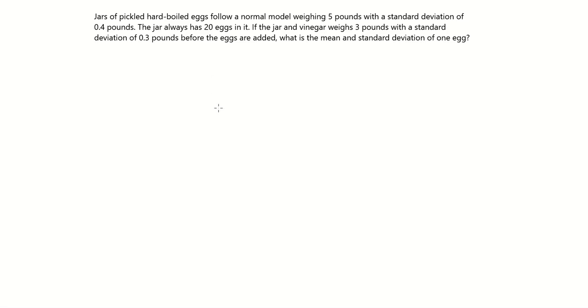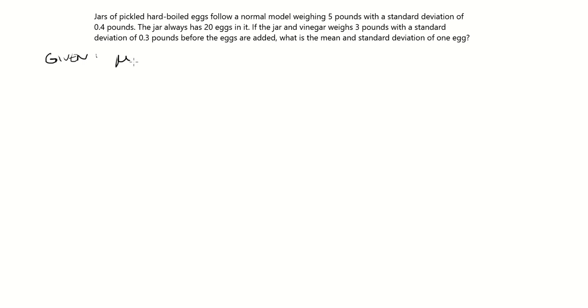Jars of pickled hard-boiled eggs follow a normal model, weighing 5 pounds with a standard deviation of 0.4 pounds. The jar always has 20 eggs in it. If the jar in vinegar weighs 3 pounds with a standard deviation of 0.3 pounds before the eggs are added, what does it mean in standard deviation of 1 egg?